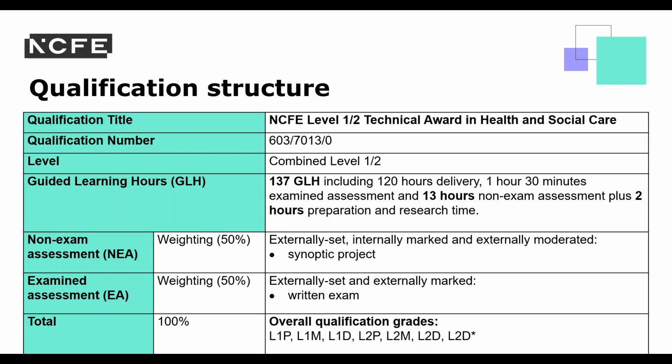The NEA has a 50% weighting and the EA has a 50% weighting. The content assessed in both the EA and the NEA will be sampled from across the full breadth of the qualification. The overall qualification grades are a level 1 pass up to a distinction, and for level 2, a level 2 pass up to a distinction star.